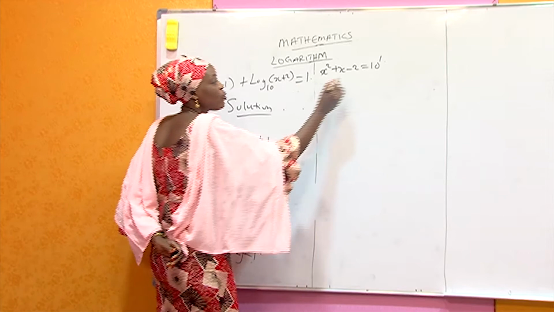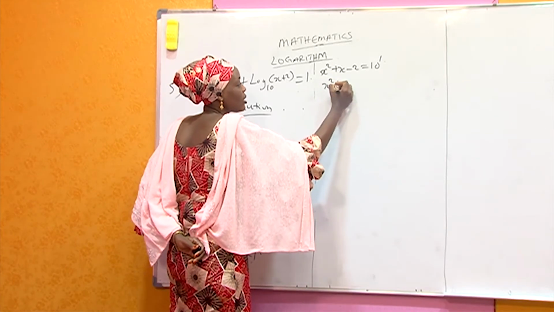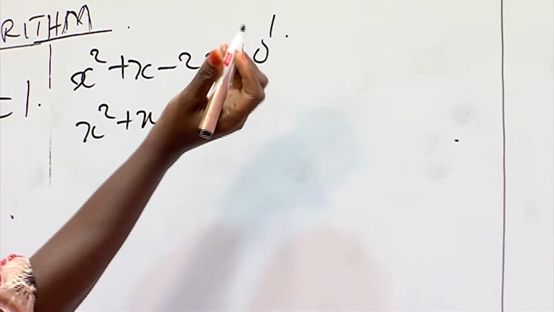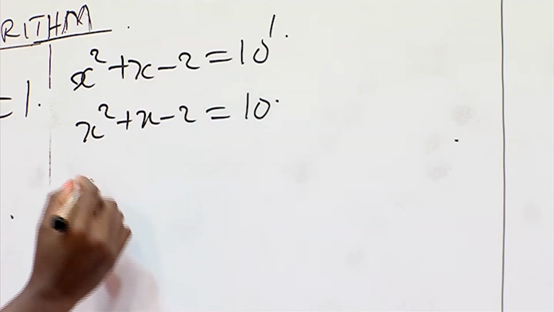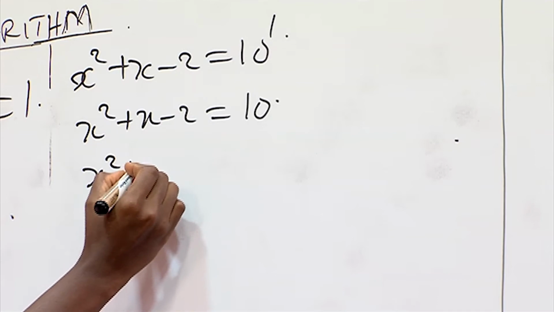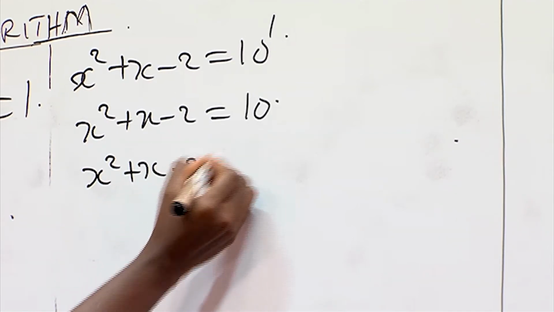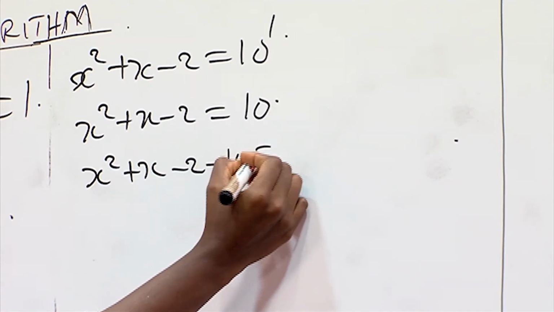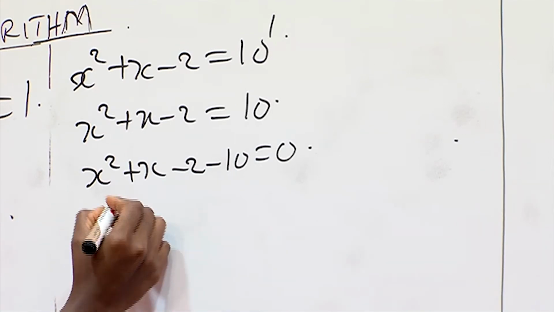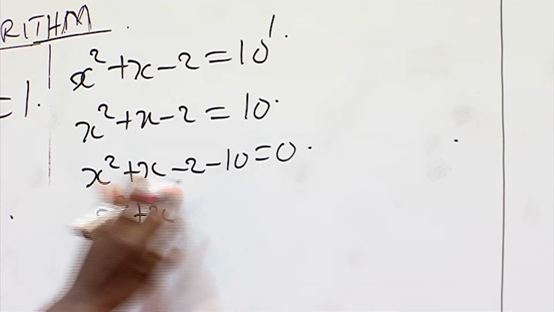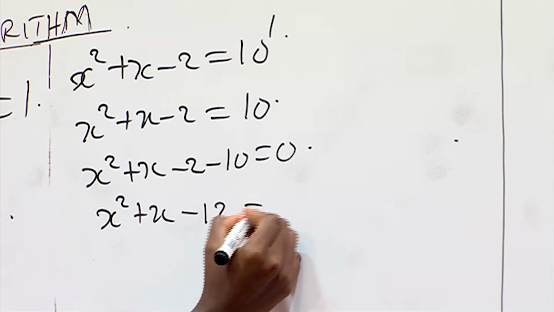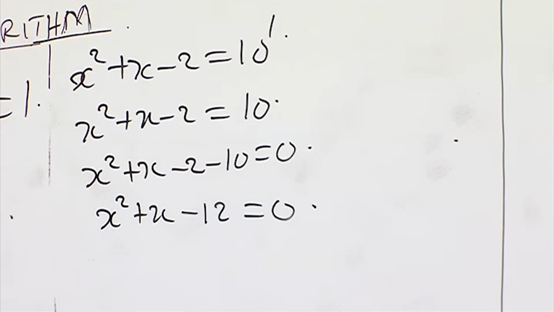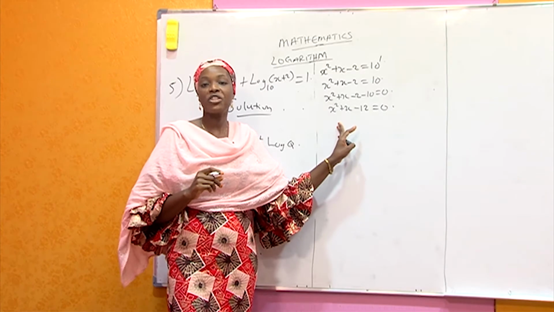So having this, what is 10 raised to the power 1? 10 raised to the power 1 will still give you 10. We can bring this to the other side, which is x squared plus x minus 2 minus 10 equals 0. We have x squared plus x minus 12, all equals 0. Looking at this equation, it's a quadratic equation.